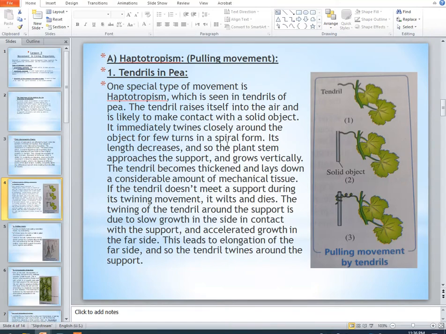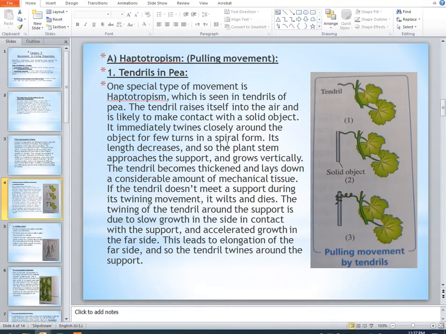One special type of movement is haptotropism, which is seen in the tendrils of bryony. The tendril raises itself into the air, and if it makes contact with a solid object, it immediately twines closely around the object for a few turns in spiral form. Its length decreases, and the plant stem above the support goes vertically. The tendril becomes thickened and lays down a considerable amount of mechanical tissue. If the tendril doesn't meet a support during its twining movements, it will wilt and die.